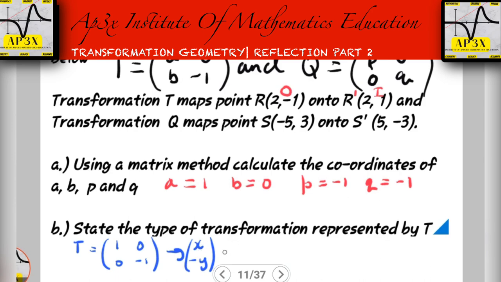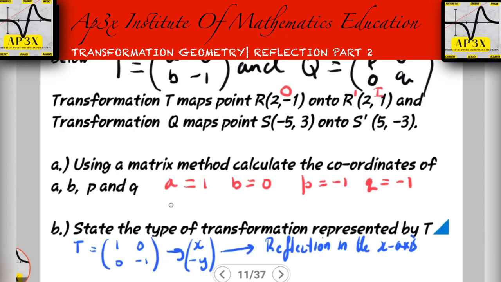So to answer this question, you most likely will have to have base knowledge about the changes in the points. So this is in fact a reflection in the x-axis. All right, and then finally then let's just write it here.